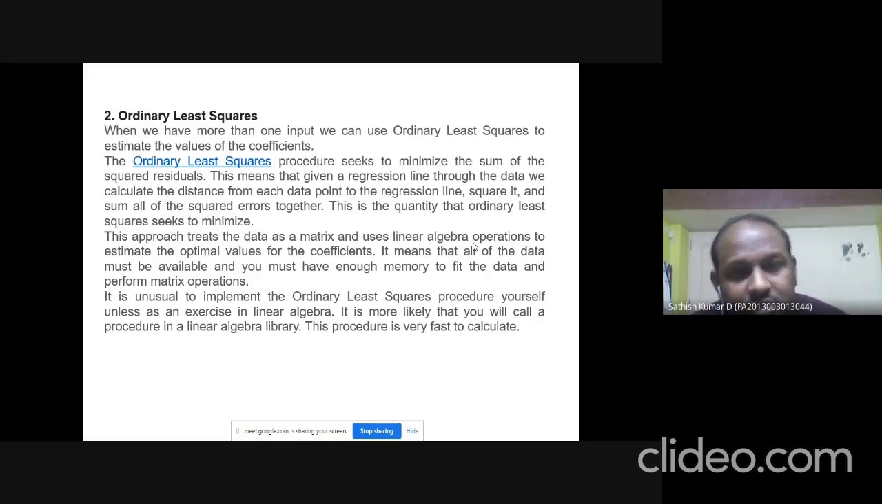The ordinary least squares method seeks to minimize the sum of the squared residuals. This means that given a regression line through the data, we calculate the distance from each data point to the regression line, square it, and sum all the squared errors together. This is the quantity that ordinary least squares seeks to minimize. This approach treats the data as a matrix and uses linear algebra operations to estimate the optimal value for the coefficients. It means that all of the data must be available and you must have enough memory to fit the data and perform matrix operations.